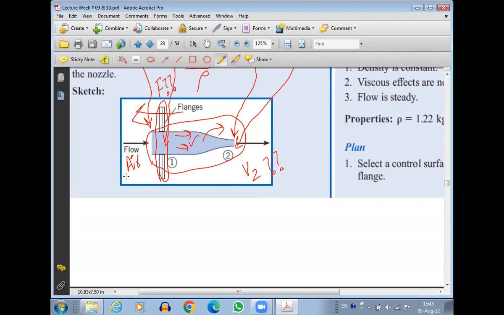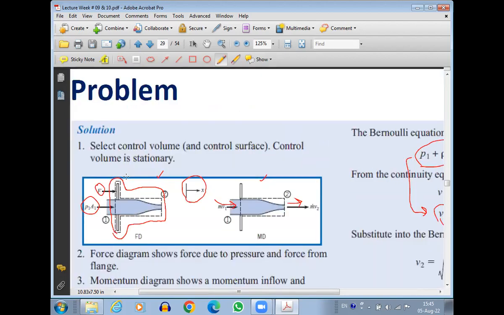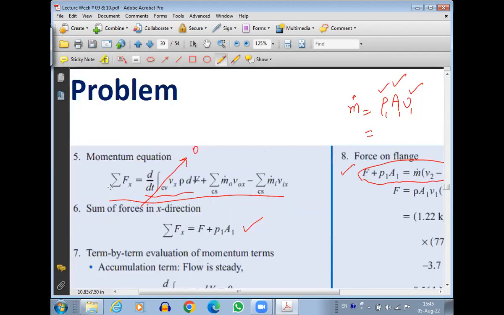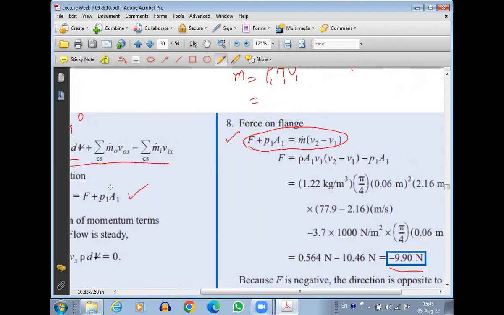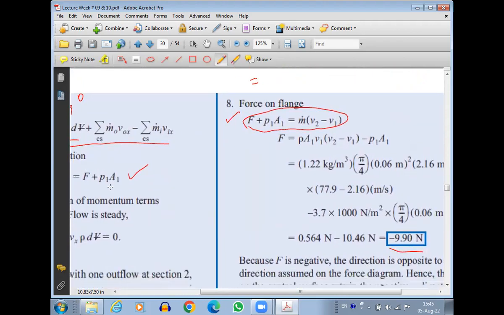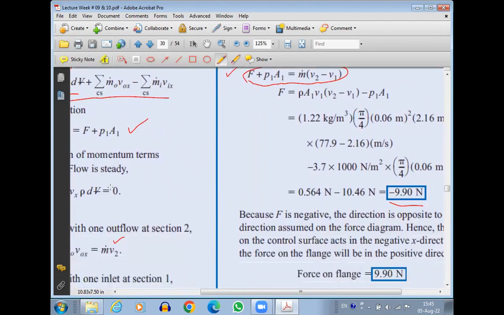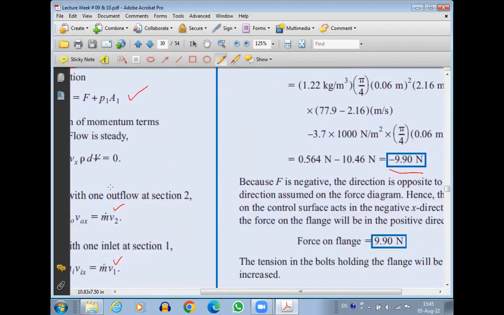Okay, so the previous assumption was that the force of the flange is in the positive x direction, but our assumption was wrong. Correspondingly, the value of F comes out to be negative, and that makes sense. So that's negative 9.9 Newton. And with this, we have solved the problem.